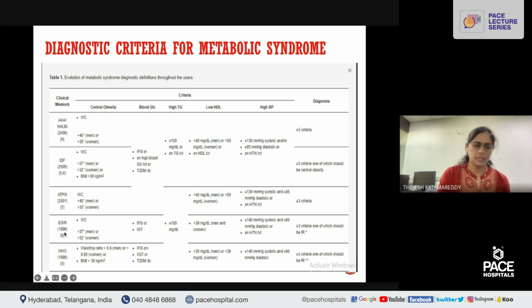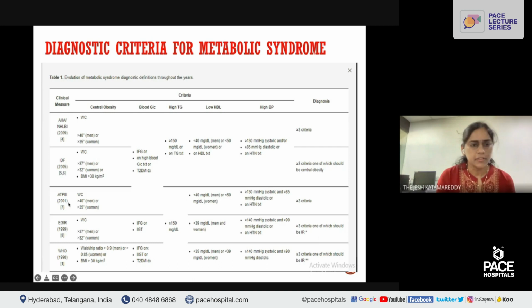Then coming to the European Group for Insulin Resistance in 1999, they have revised it with the addition of triglyceride. The higher value of triglyceride, that is more than 150, we have to consider as metabolic syndrome. And it also says that 3 of these criteria should be present to say that it is metabolic syndrome.